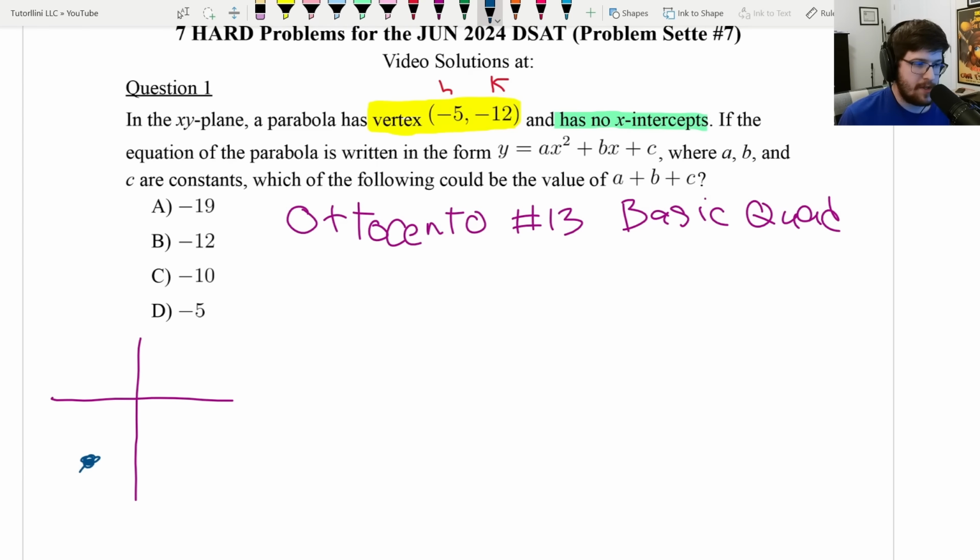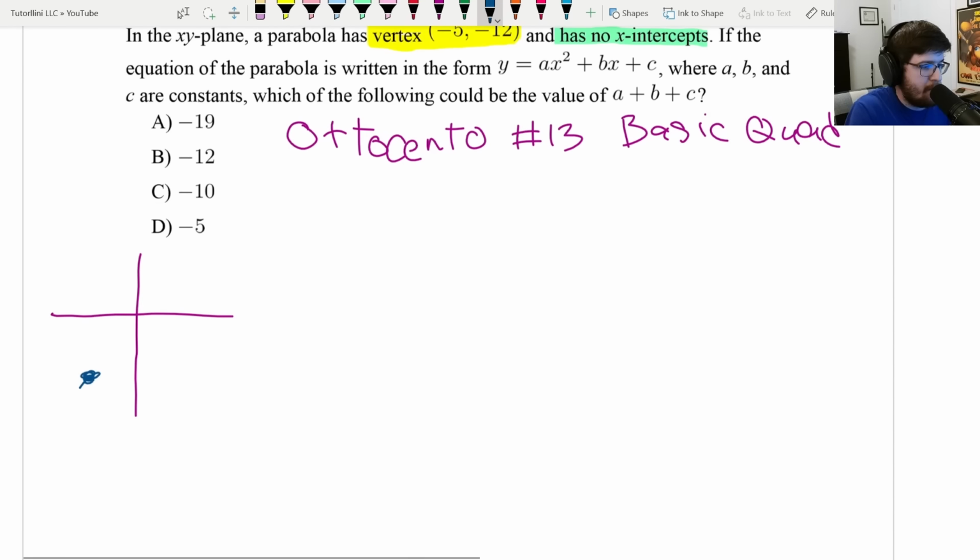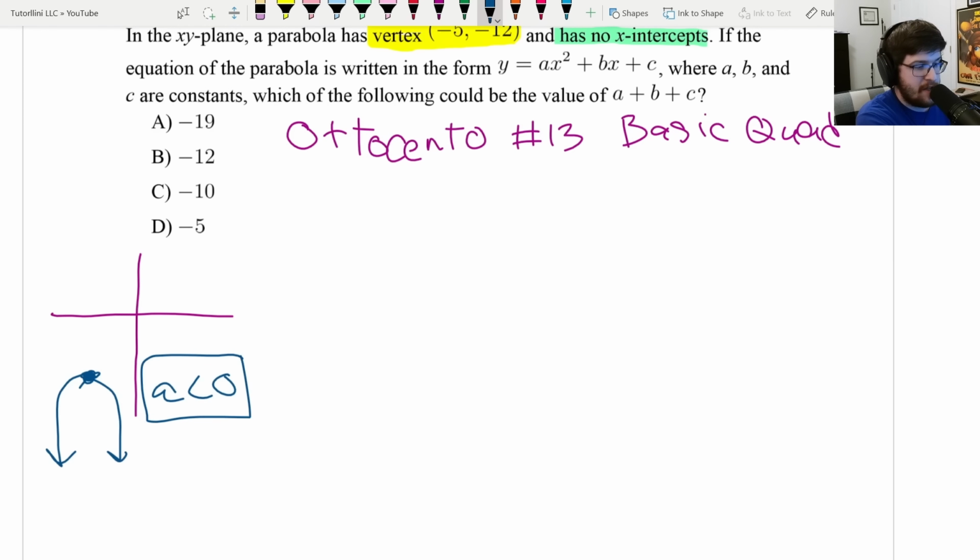So what we're going to do is, they tell us it has no x-intercepts. So if it were facing up, it would have 2 x-intercepts, so it can't be facing up. It must be facing down. And I go over this in the Ottocento video. If a parabola is facing down, that means that A is less than 0. So let's just hang on to that for now. That's going to be really important later.